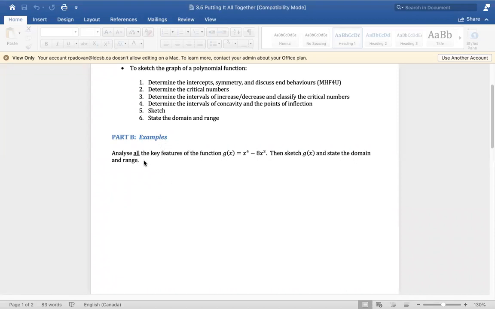Analyze, meaning all the 6 points above, the key features of this function, g of x equals x to the power 4 minus 8x cubed. So this is a polynomial with a degree of 4. After I have all the information, then obviously sketch it and tell me what the domain and range are.